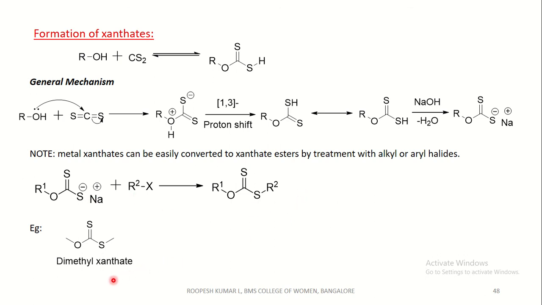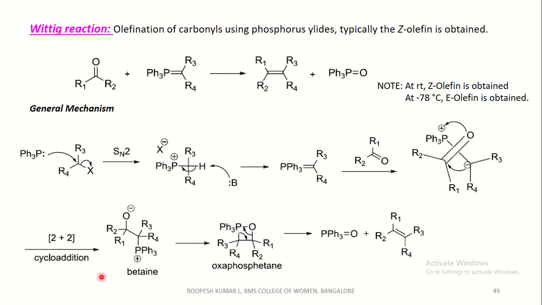To be the perfect example is the dimethyl xanthate. This is a xanthate ester. Wittig reaction. This is also one of the important reactions. This is an olefination of carbonyls using phosphorus ylides. Typically the Z olefin is obtained, that is, a cis product is obtained.